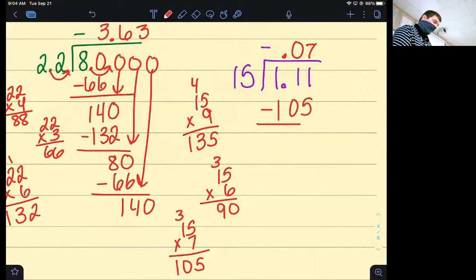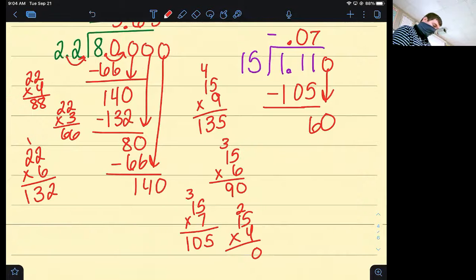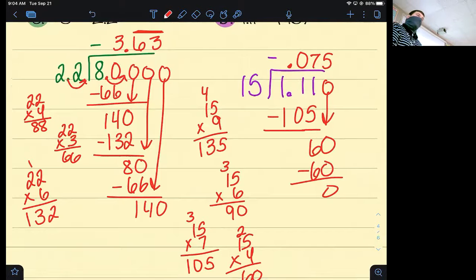111 is how far away from 105? Drop down the 0. Any guesses as to how many times 15 goes into 60? 4. 5 times 4 is 20. Carry the 2. 4 times 1 is 4 plus 2 is 6. Yeah, that's going to work. So that'll give us a remainder of 0. And negative 0.075 as our answer. And that is how you divide decimals.